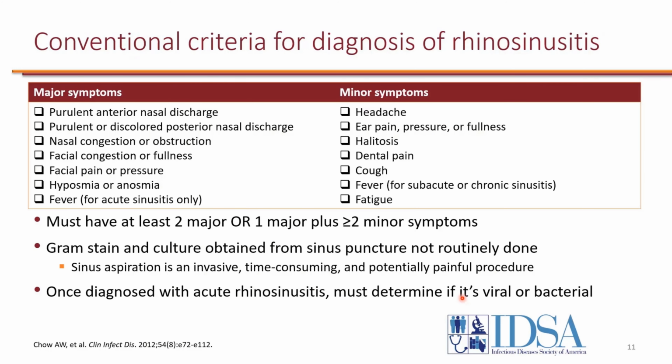From the IDSA guidelines for rhinosinusitis, for diagnosis of rhinosinusitis, they have major symptoms and they have minor symptoms, and their criteria is that a patient must have at least 2 major criteria in order to be diagnosed, or they can have 1 major plus 2 or more minor symptoms in order to have a diagnosis of rhinosinusitis.